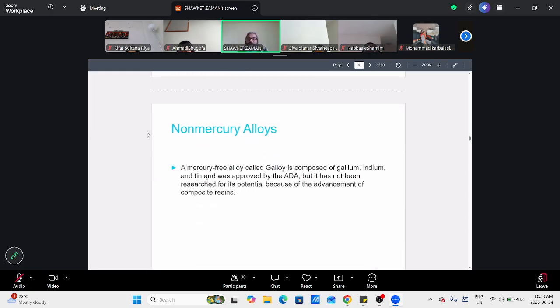There are some non-mercury alloys also available in dentistry, but they are not so popular. That means here we are not using mercury. Instead of mercury, we are using something called gallium. It is composed of gallium, indium, and tin, and was approved by the American Dental Association. So it is composed of three things: gallium, indium, and tin.